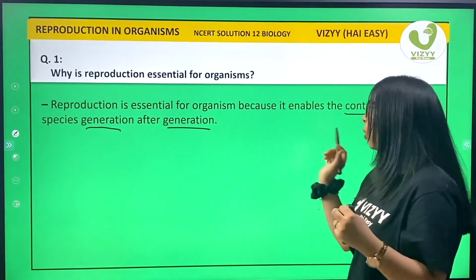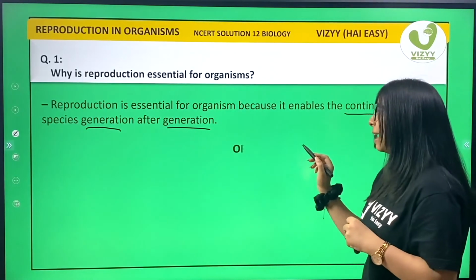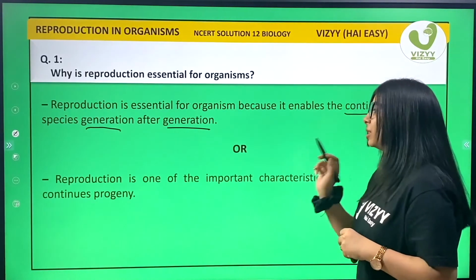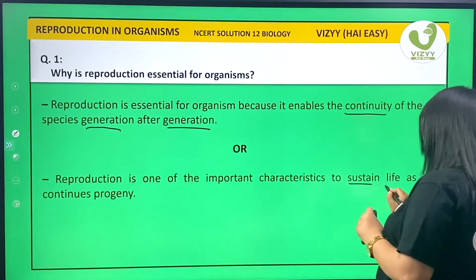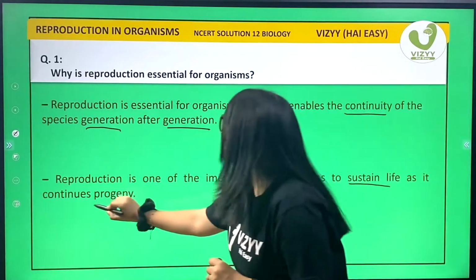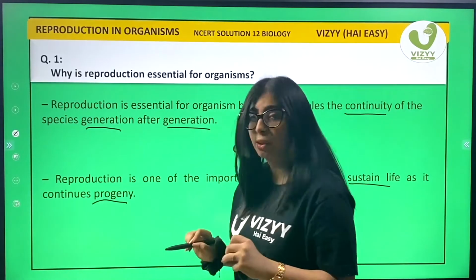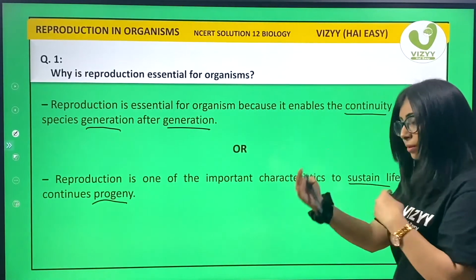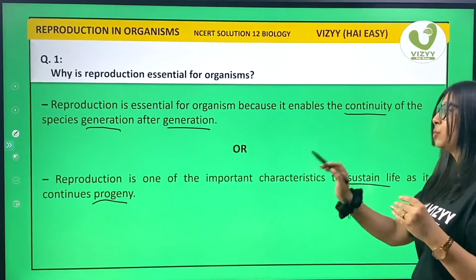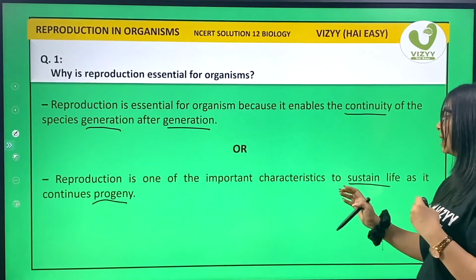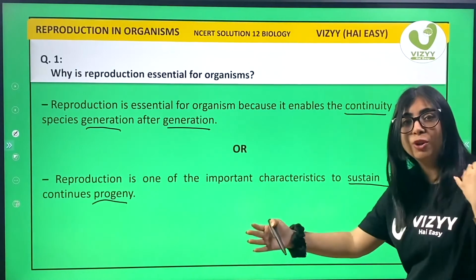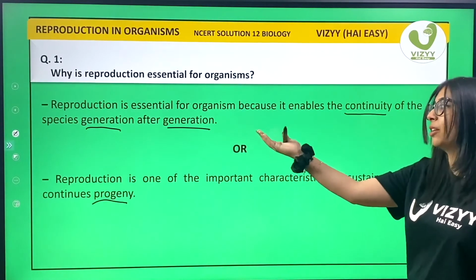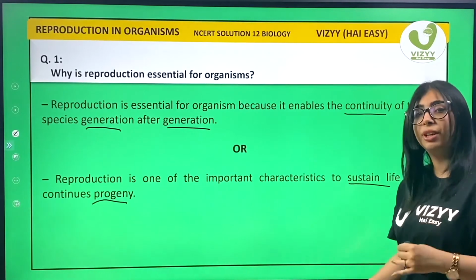Okay? Or you can write this answer as: reproduction is one of the important characteristics to sustain life as it continues progeny. Okay? Let's repeat. Reproduction is one of the important characteristics to sustain life as it continues progeny. Progeny is again another word for generation after generation.